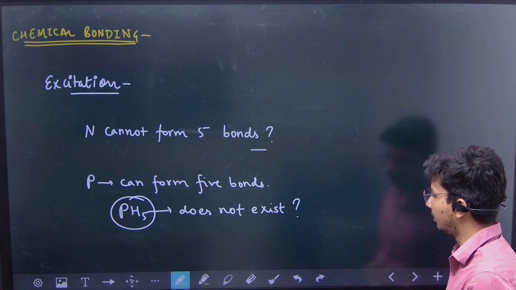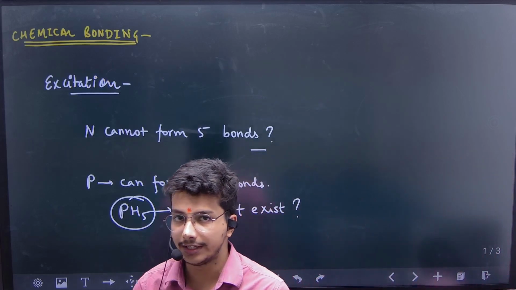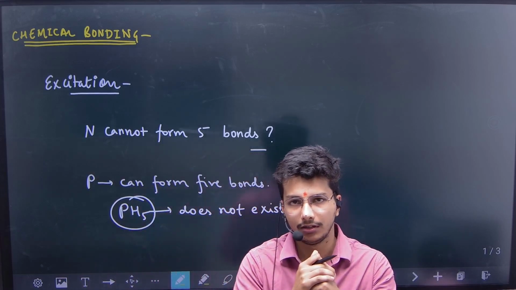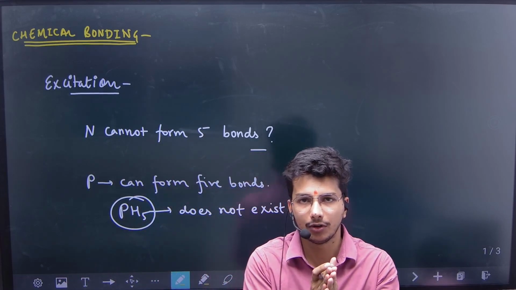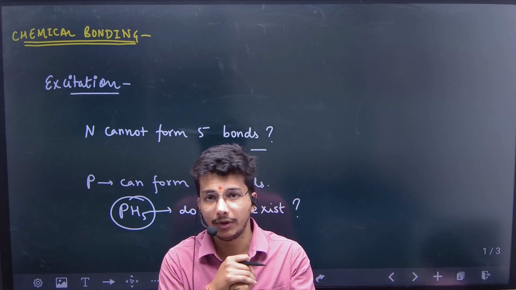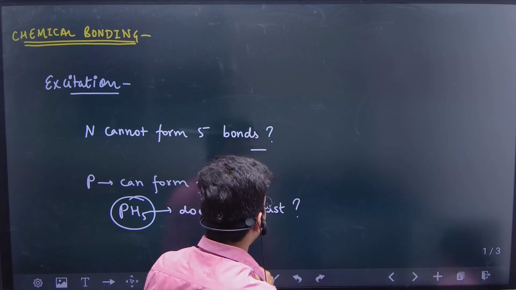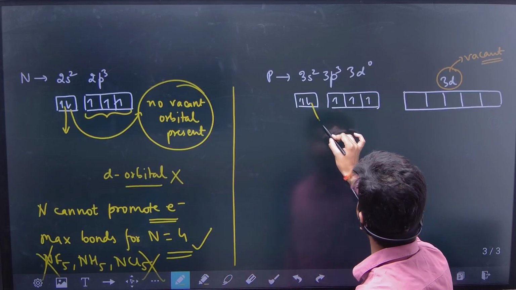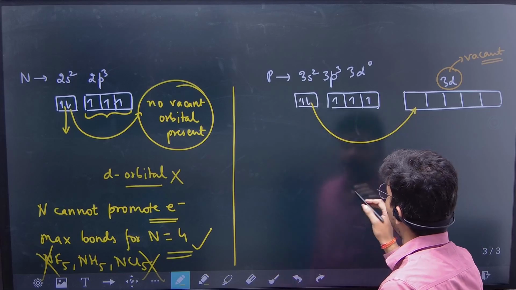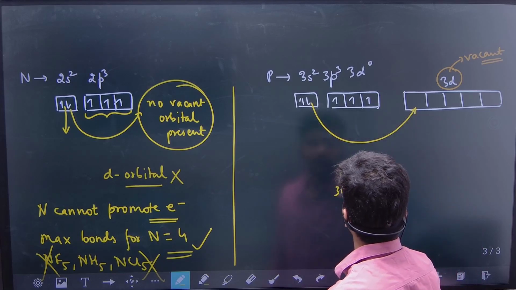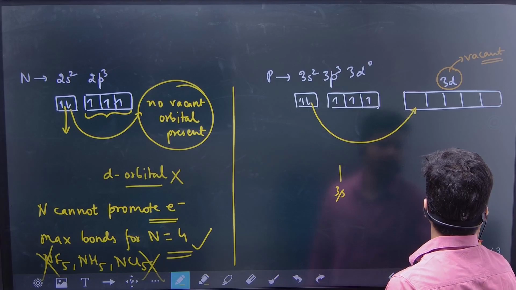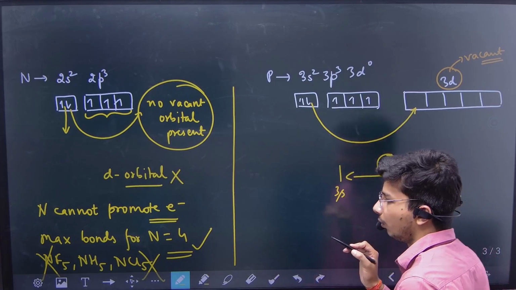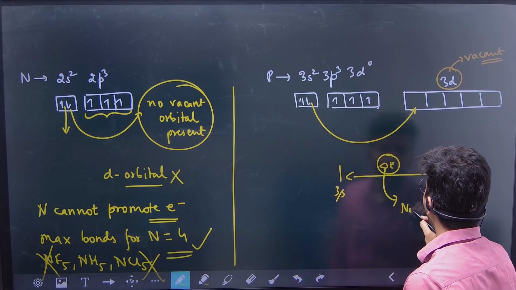Now let's analyze the energy gap. The energy gap between s and p orbitals is generally low and accessible. That we can see in case of carbon also. So that was accessible. But in case of phosphorus, the electron has to go from this 3s to this 3d orbital. It has to go from 3s to 3d. This is 3s and this is 3d, and the energy gap here is not very low, and it is generally not accessible.